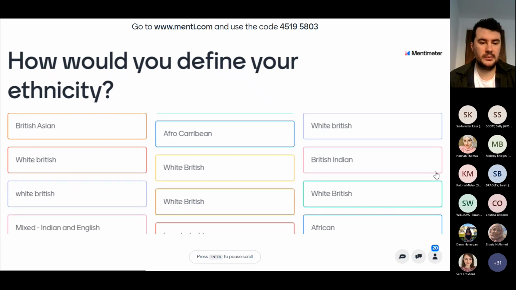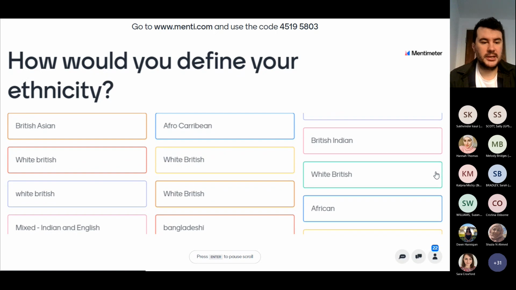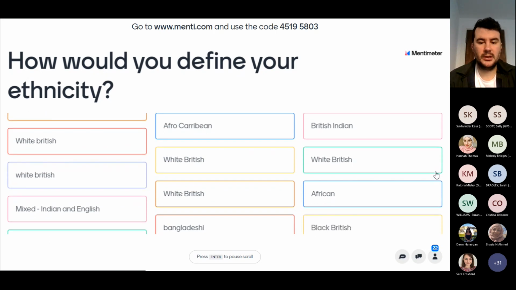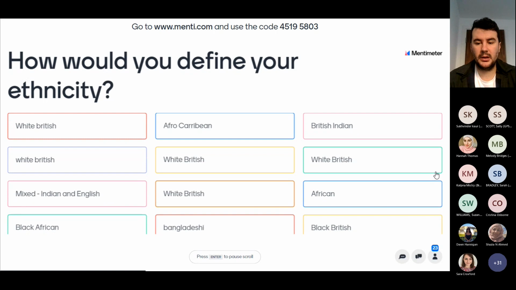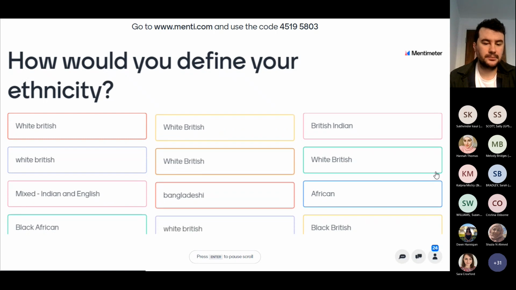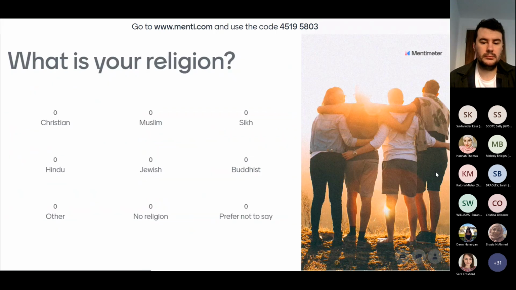Great, good to see some variety in terms of the ethnicity of the audience, which is great. Next slide, please. And what is your religion? Hopefully we see a few different religions and faiths coming in here.